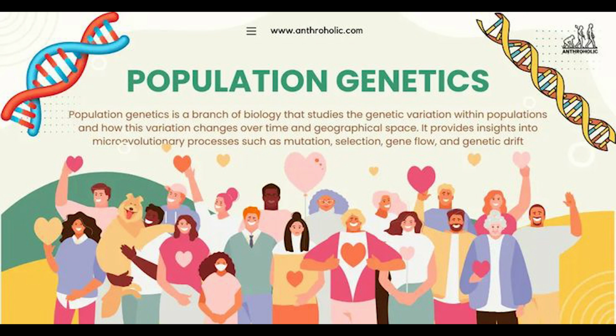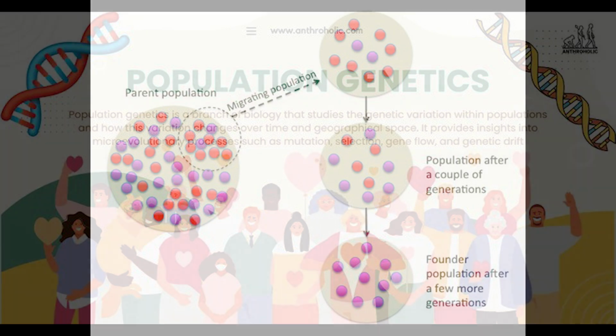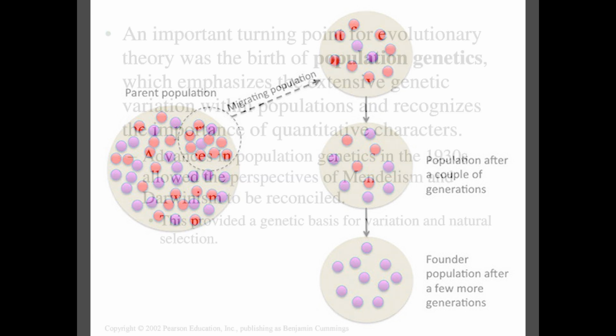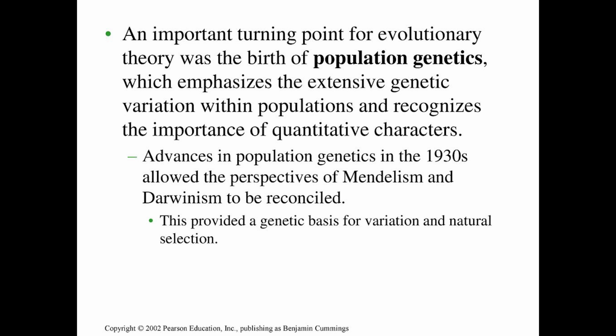The founder effect and bottleneck effect are examples of genetic drift that significantly impact population genetics. Mutation, the ultimate source of genetic variation, introduces new alleles into a population. While most mutations are neutral or harmful, some provide advantages that natural selection may favor. Gene flow, migration: the movement of alleles between populations through migration influences genetic diversity. High gene flow can prevent populations from diverging, while limited gene flow can lead to genetic differentiation and potential speciation.